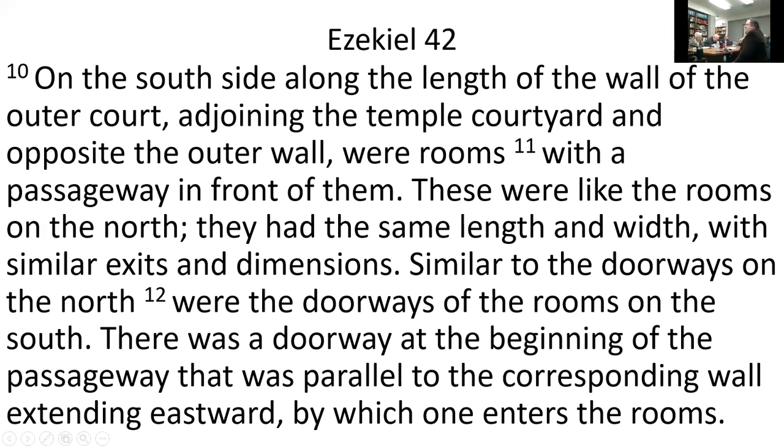10 through 12. On the south side, along the length of the wall of the outer court, adjoining the temple courtyard, and opposite the outer wall, were rooms with a passageway in front of them. These were like the rooms on the north. They had the same length and width, with similar exits and dimensions, similar to the doorway on the north, with the doorways of the rooms on the south. There was a doorway at the beginning of the passageway that was parallel to the corresponding wall extending eastward, by which one entered the rooms.